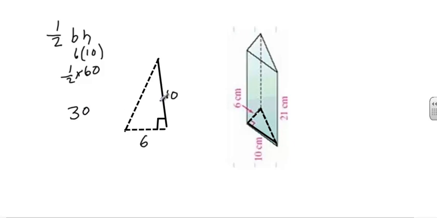You've got to look at this original figure and turn it on its side. Now, the second part of your question is, why is the height 21? Well, now that we've turned this on its side, we can see that the height is 21. So to get our volume, we're just going to multiply 21 times 30. We get 630 centimeters cubed. Hopefully that makes sense.